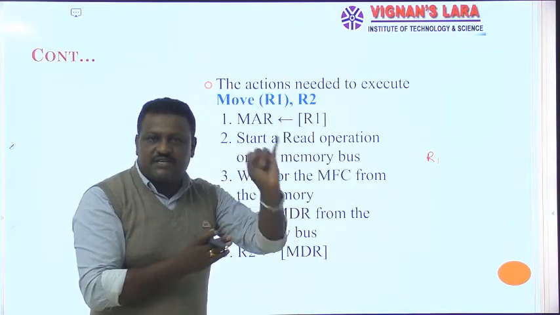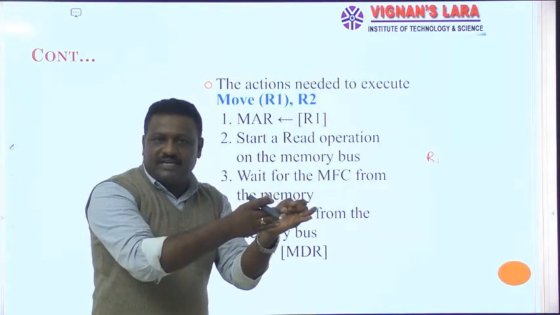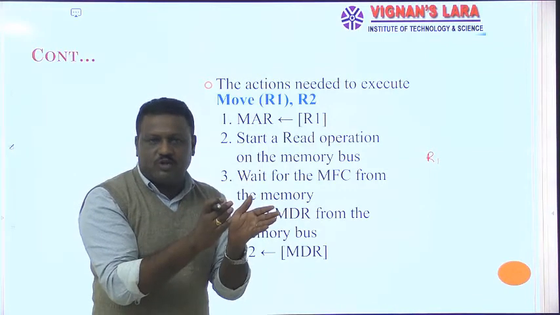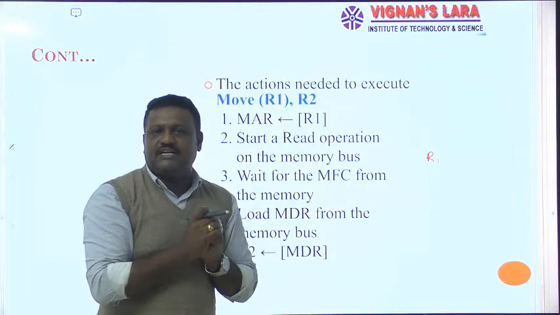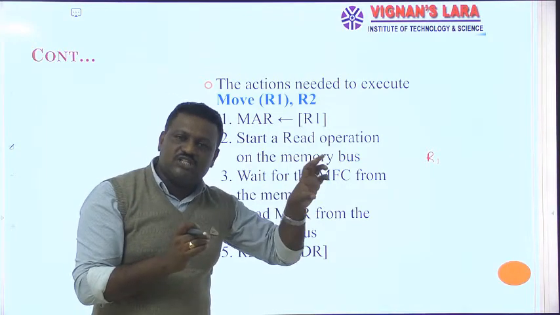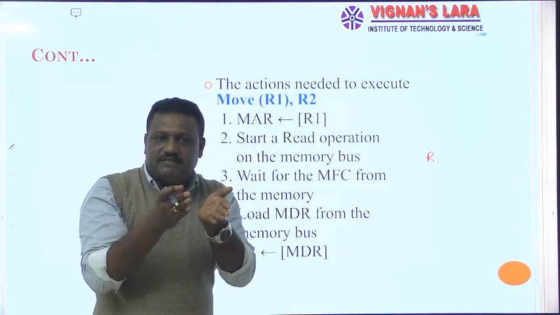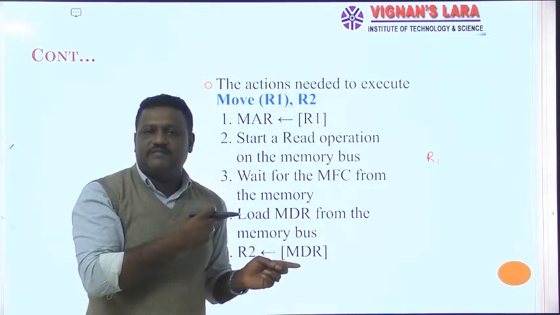Once your memory receives an address and a control signal, according to that it will do the task. Here the task is that your CPU wants data from a so-and-so location. That address is placed on the address bus. Later it will generate a control signal read. Once these two are received by the memory, it places the location data onto the data lines. Then immediately it will generate a signal which is called MFC.